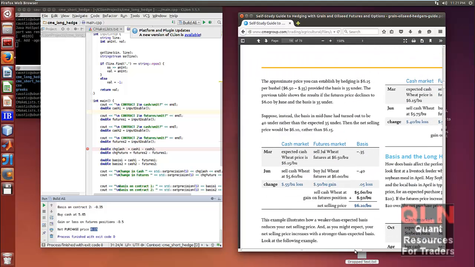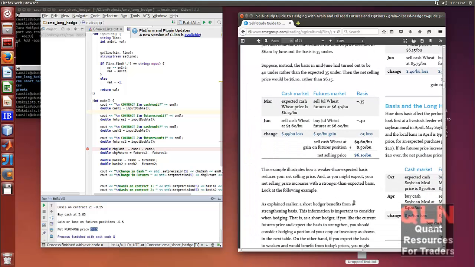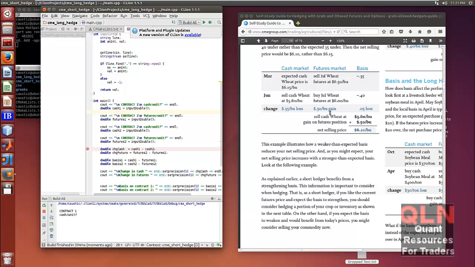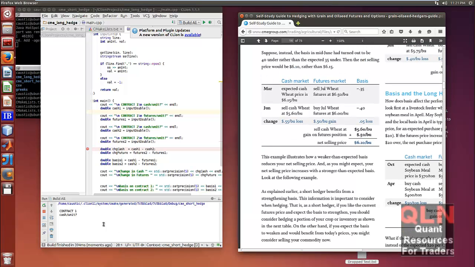Like I said, I'm going to let you read the advantages and the importance of the basis as it changes and how it impacts the final net selling price, but I'll just do this last example and then run the long version of it. Okay, so let's run the next one. We'll just do this one. Okay, so we've got 6.15, and then the next one, 6.50.